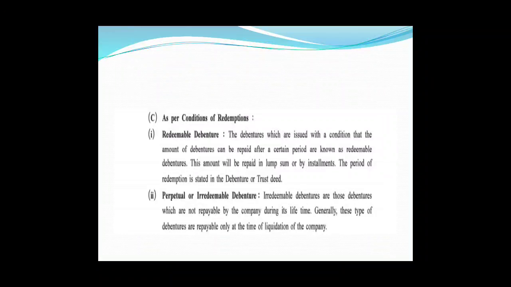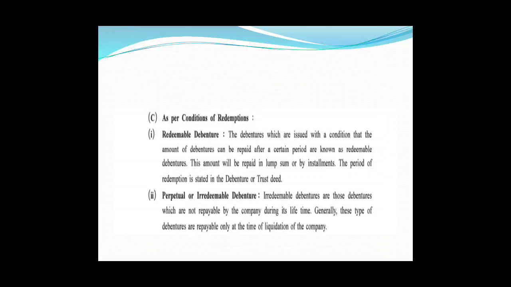And when it will be paid off and how it will be paid off, in lump sum or installment or by any other method, it is all mentioned either in the debentures or in the trust deed. But if we talk about irredeemable debentures, these debentures are not repaid back during the lifetime of the company. When the company goes into liquidation, then only the payment of debenture holders is done. That means debenture holders are paid off at the time of liquidation of the company only. Normally, companies do not issue irredeemable debentures.